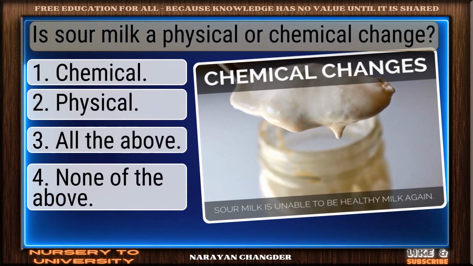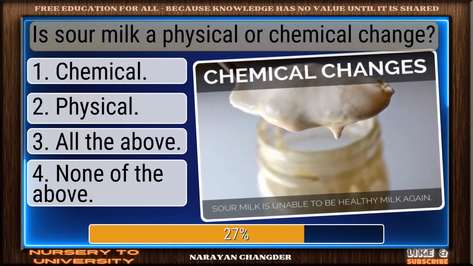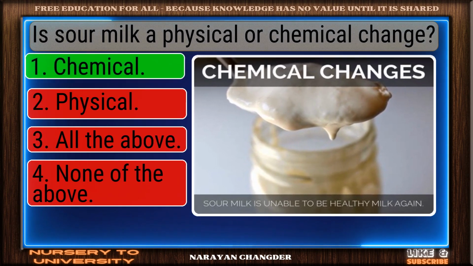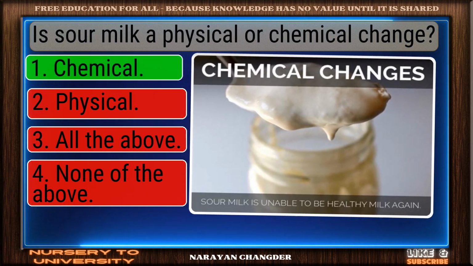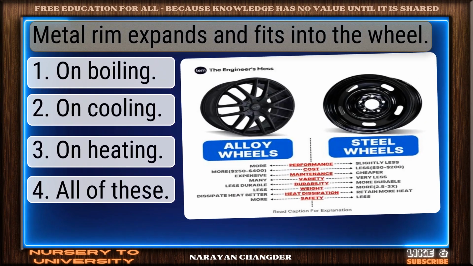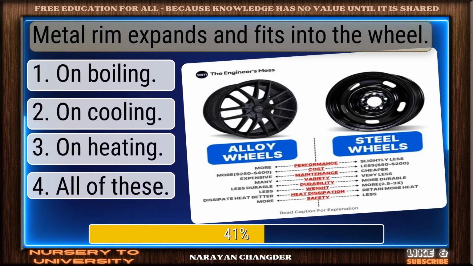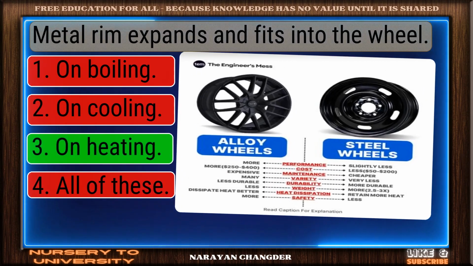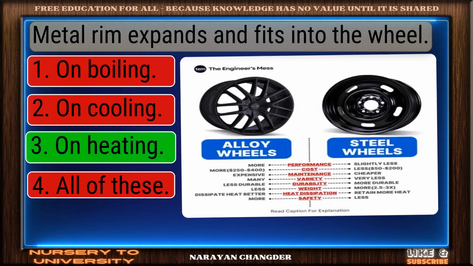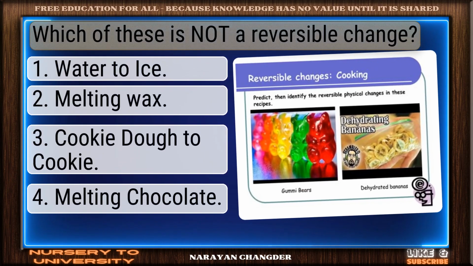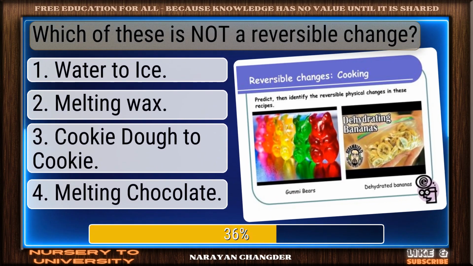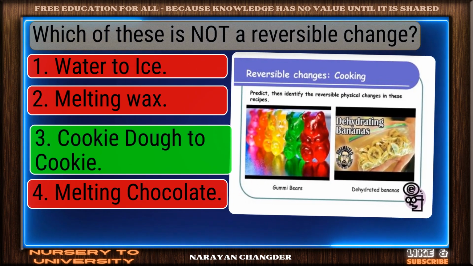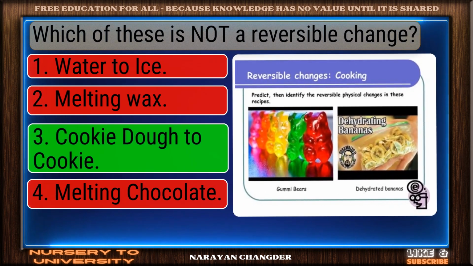Is sour milk a physical or chemical change? Correct response. Chemical is the most accurate answer. Metal rim expands and fits into the wheel. Good job. Your answer on heating works well here. Which of these is not a reversible change? Right again. Cookie dough to cookie is a valid answer.